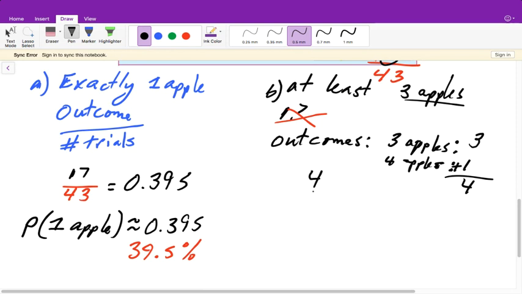So in our fraction, it's going to be 4 over 43 this time, because we're looking at the total number of apples that he ate when he was looking at 3 apples or 4 apples.